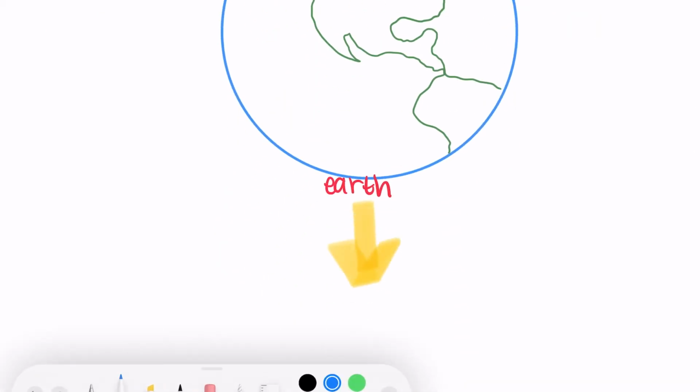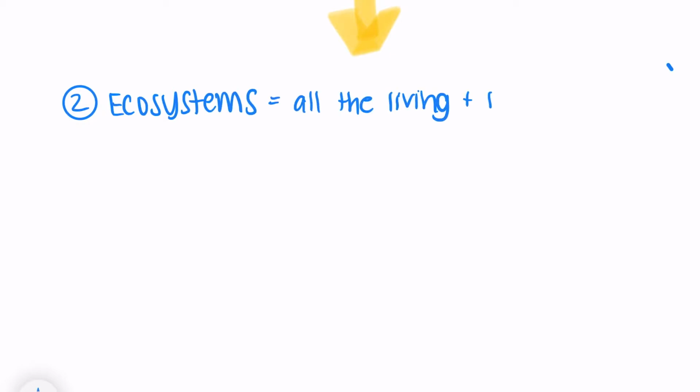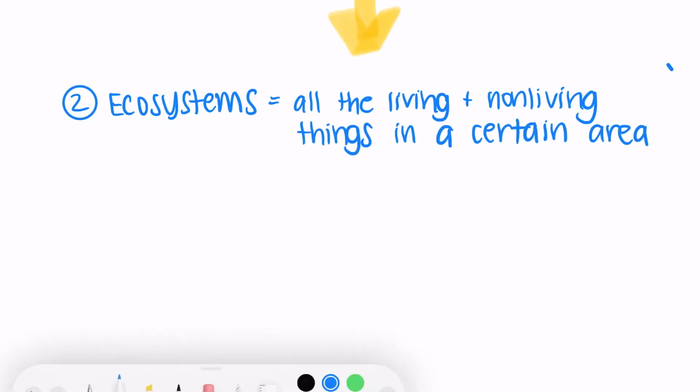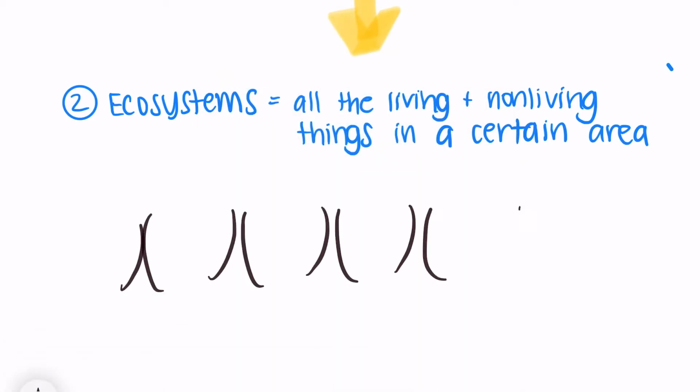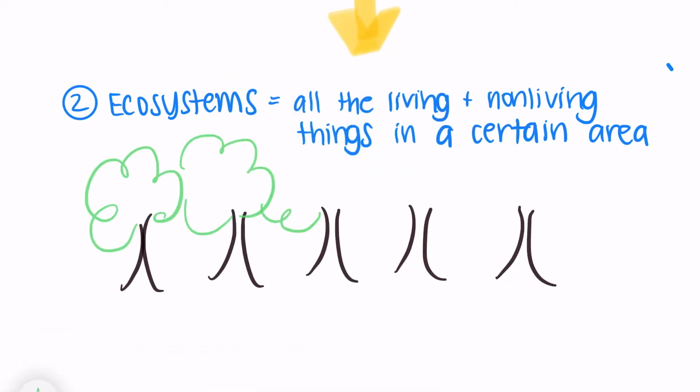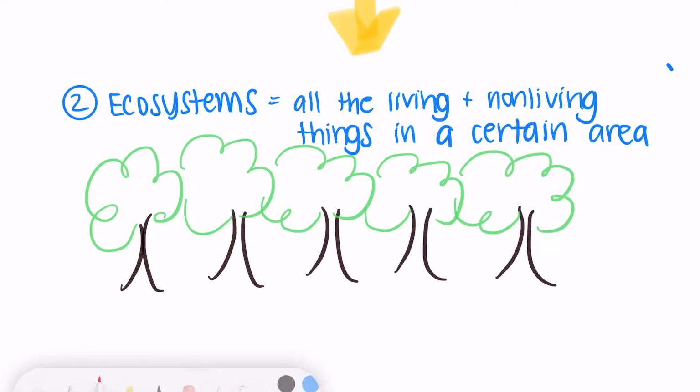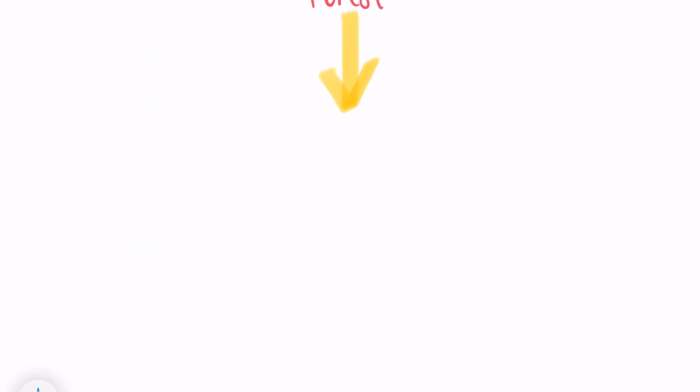If we zoom in a bit closer, we reach the ecosystems. An ecosystem is made up of all the living and non-living things in a particular area. For example, a forest of trees with soil, rocks, different animals, and even the air in the region makes up that particular ecosystem. Now, if we use our magnifying glass to zoom in even closer, we reach the communities.